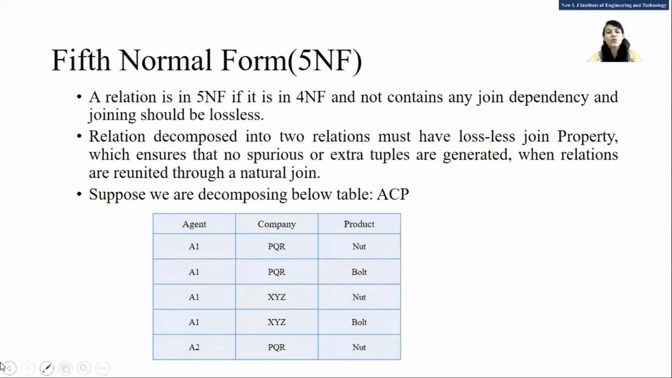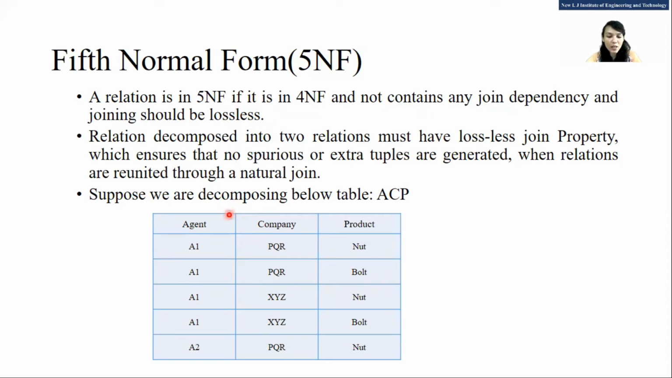And now the last one is fifth normal form. What is fifth normal form? The relation must be in fourth normal form and not contain any join dependency. That means if you are decomposing your table, suppose your relation R is decomposed into R1 and R2. Whenever you join R1 and R2, the result you get after joining must be the same as the original relation R. That is known as lossless join.